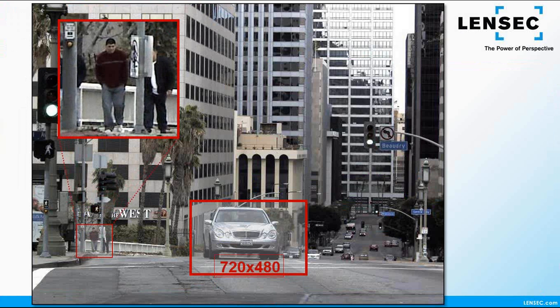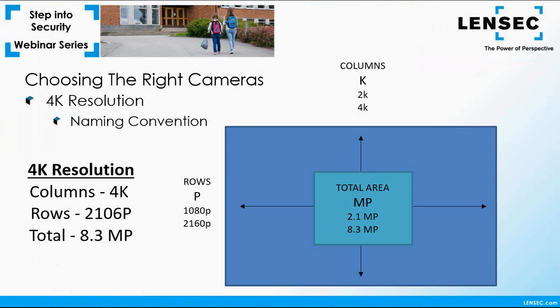The digital zoom can zoom in on specific areas while the camera is still capturing the entire scene. Now, 4K resolution has been all the rage lately. These cameras are the latest, greatest technology in IP megapixel cameras these days. Historically, total pixel count has been the most common method for naming resolutions. For example, 1 megapixel, 2 megapixel, etc.